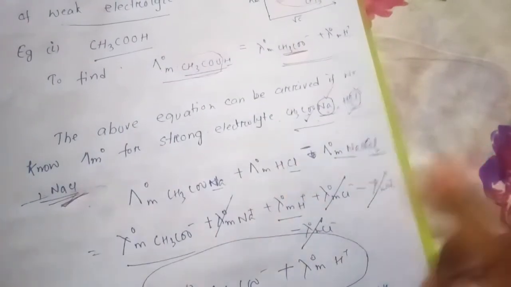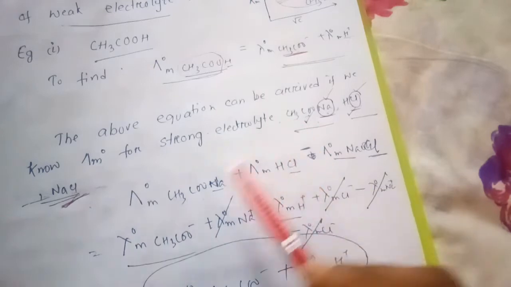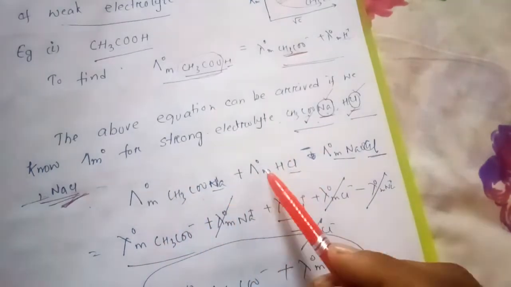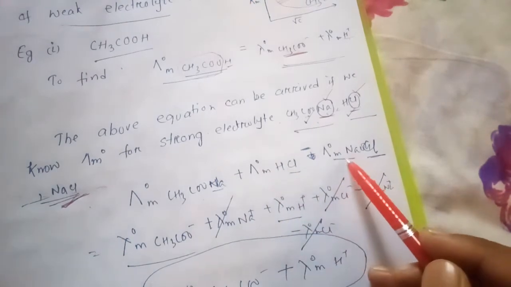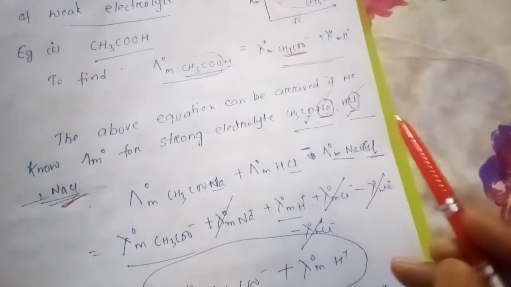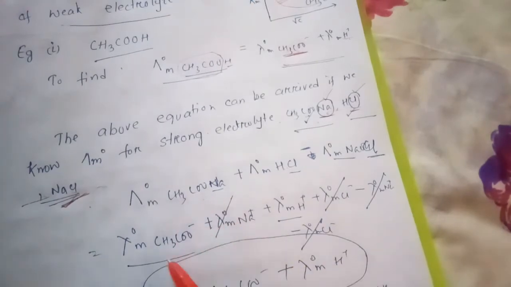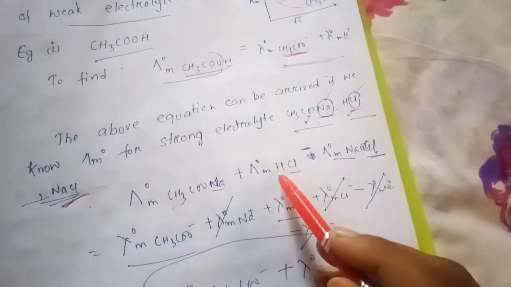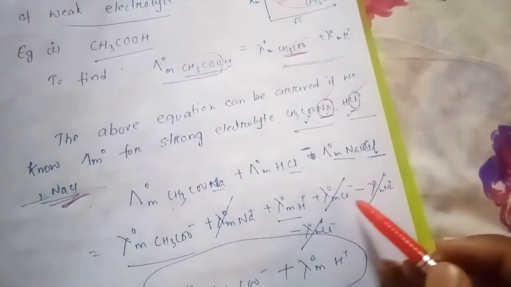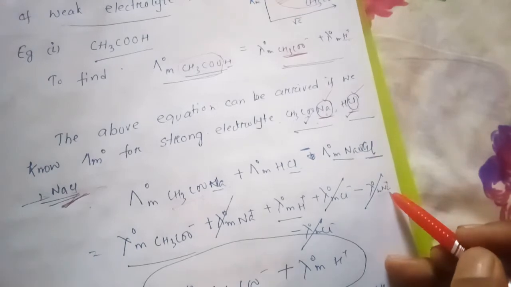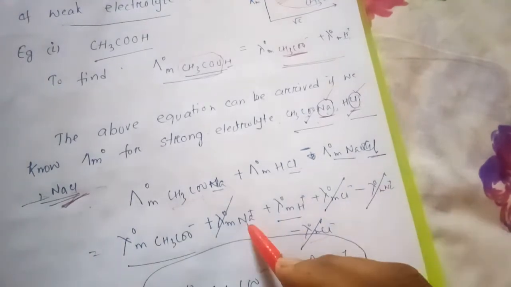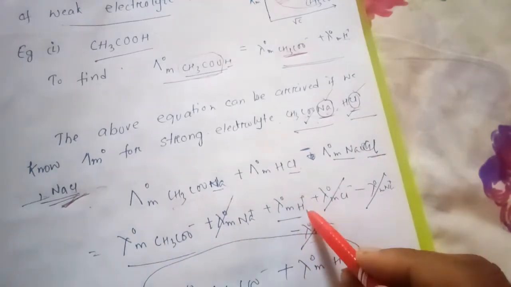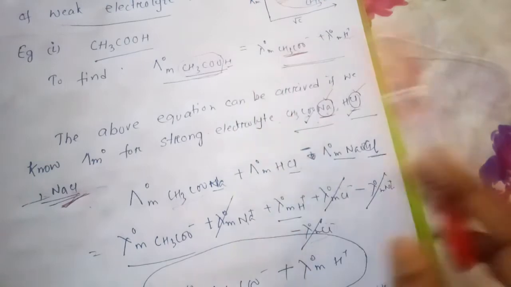This is important. We are writing capital lambda m naught of CH3COONa, plus capital lambda m naught of HCl, minus capital lambda m naught of NaCl. Now CH3COONa is divided into CH3COO negative plus Na positive. These two parts split up. HCl splits into H positive and Cl negative. And minus NaCl, this is Na positive and this is Cl negative. Now Na positive goes, Cl negative goes. So we are left with CH3COO negative and H positive, which is required here for the weak electrolyte.